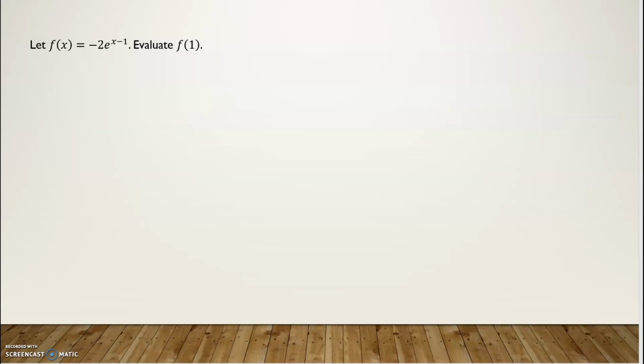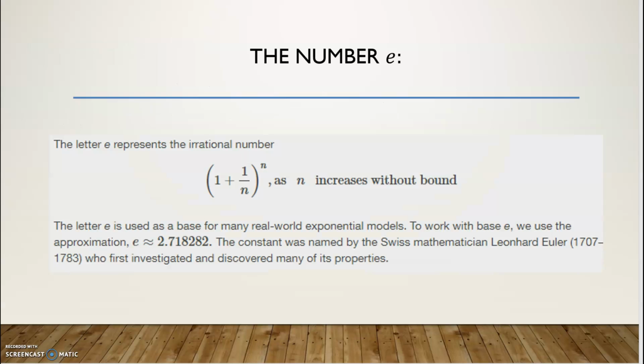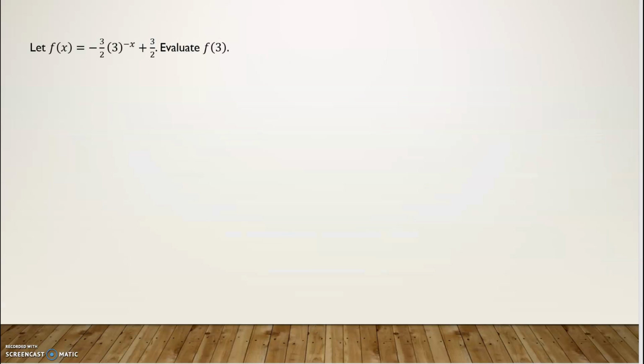All right, let's look at this one right here. So f of 1, negative 2, e raised to 1 minus 1, so negative 2, e raised to 0. Anything raised to 0 is 1, so this is negative 2 times 1, so this is negative 2. And that'll be our final answer. And we're going to talk about e just a little bit later. e is approximated by 2.7188282. So we know that e is not a negative number and it's not 1, so it's okay to use as the base here.